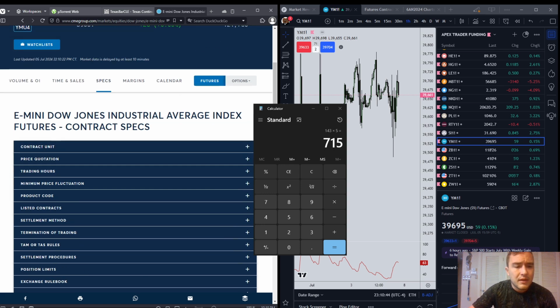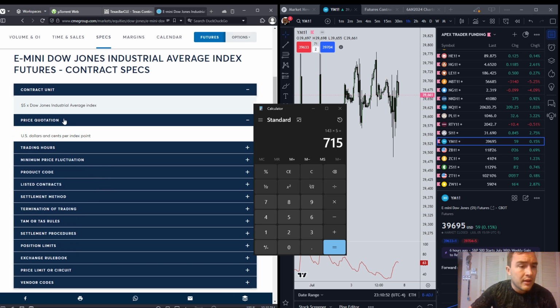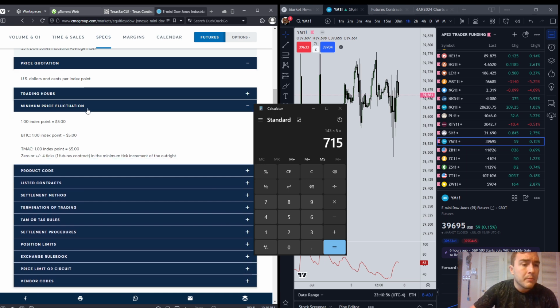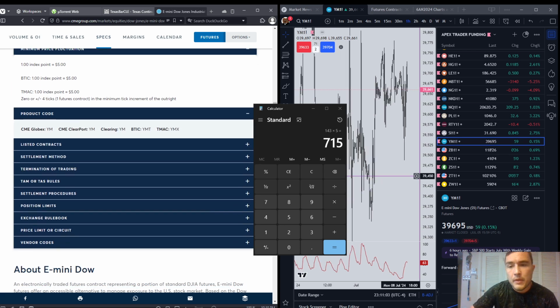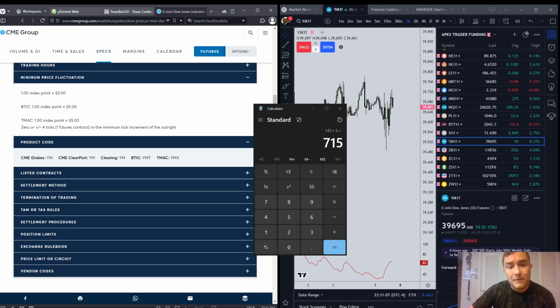Okay, guys, the Dow Jones. So let me show you the Dow Jones here. The Dow Jones is $5 times Dow Jones Industrial Average Index. Price quotation is US dollars and cents per index point. Minimum price fluctuation is 1 index point is $5. Product code is YM. Okay, guys, so every time that this thing ticks up or down, it's $5.